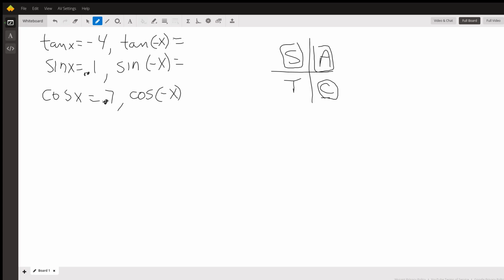So let's think about this. If tangent x equals -4, let's pretend that we're in the fourth quadrant. So tangent x equals -4. We have a tangent of some angle, let's call it x, and the tangent of x is -4. Well, what's negative x? Negative x would be in the first quadrant then.